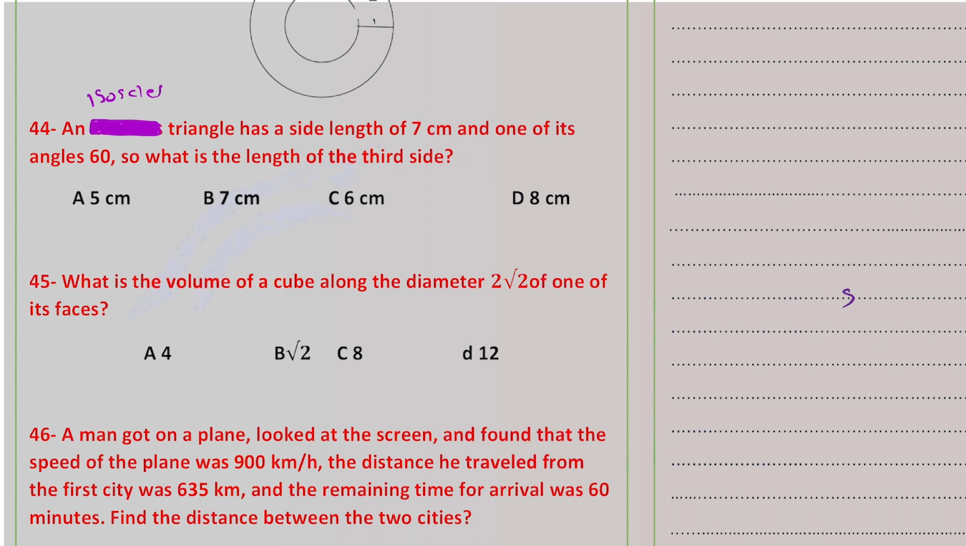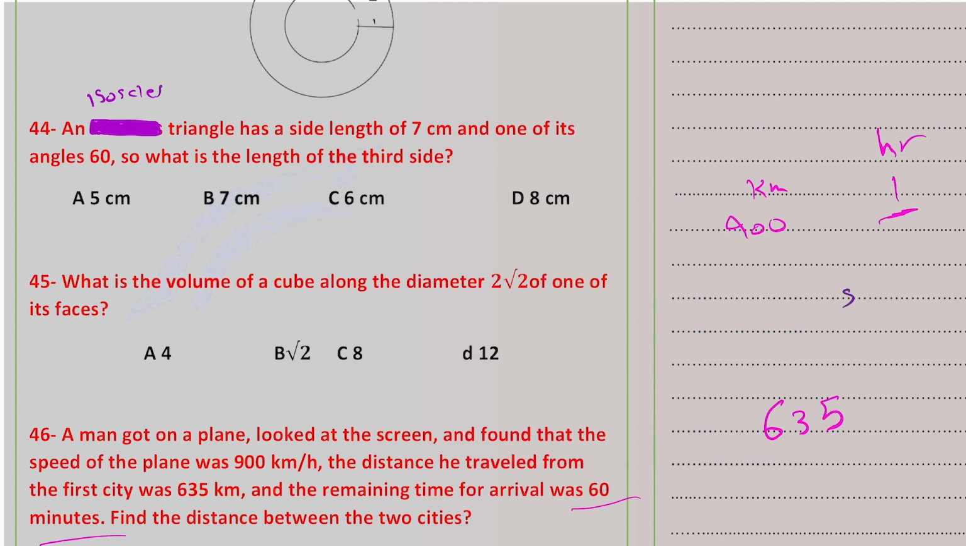Now, question number 46, the last question. A man got on a plane, looked at the screen, and he found that the speed of the plane is 900 kilometers per hour. 900 kilometers in 1 hour, okay? And he said the distance he traveled from the start was 635. He finished 635. And the remaining time is 60 minutes. 60 minutes means 1 hour.